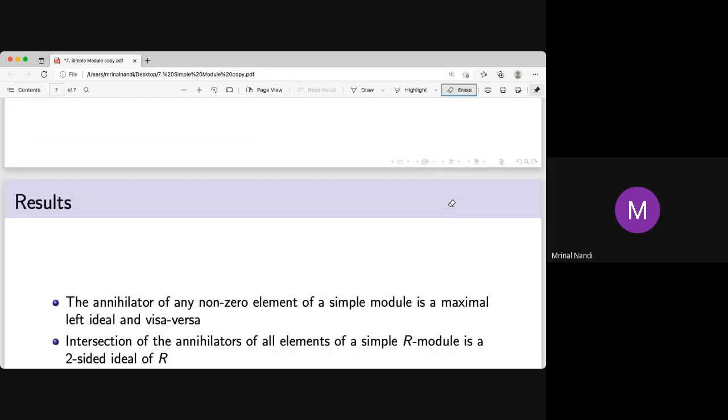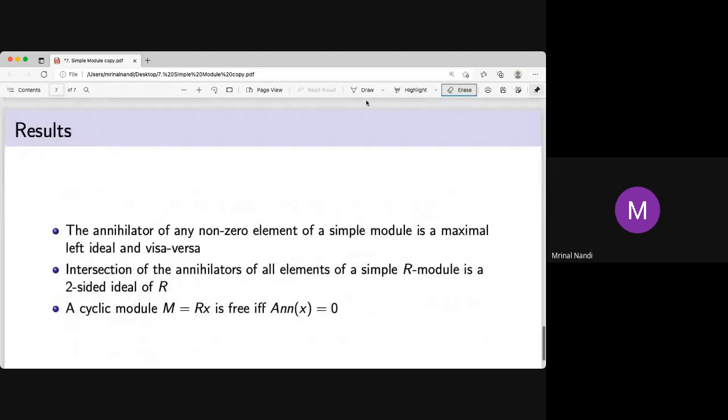Next, a cyclic module is free if and only if the annihilator is 0. If the annihilator is 0, then it is free. Some books take this as the definition of a free module. We can take two definitions. We can say a cyclic module is called free if the annihilator of X equals 0, or you can define it the other way: the free module we defined in the previous video, a module which has a basis. Actually, these two concepts are equivalent. That means if a cyclic module has a basis, then the annihilator must be 0, and if the annihilator is 0, then it must have a basis.